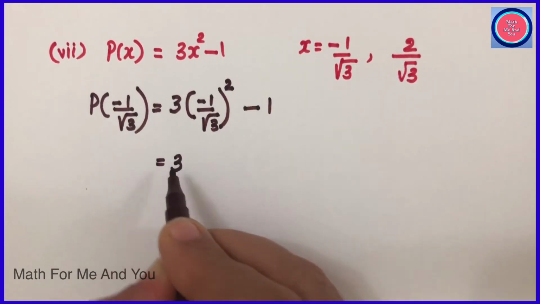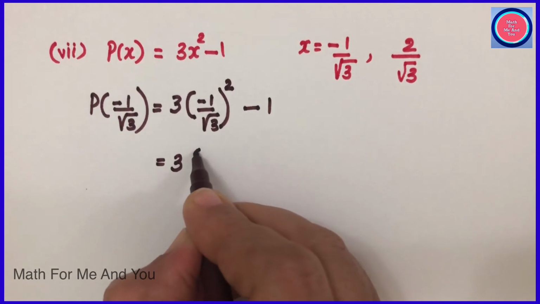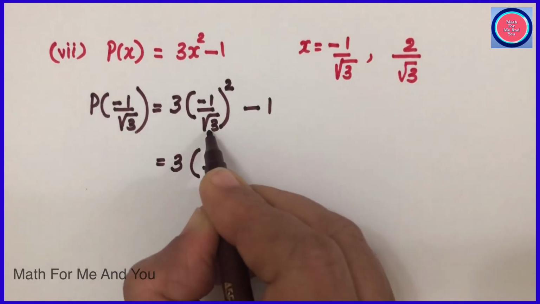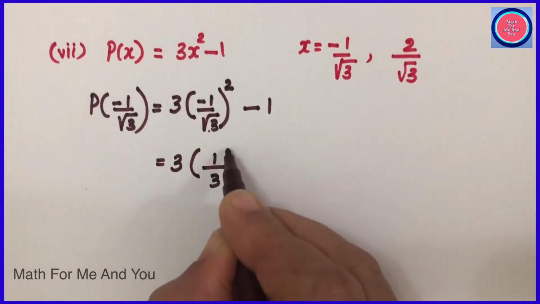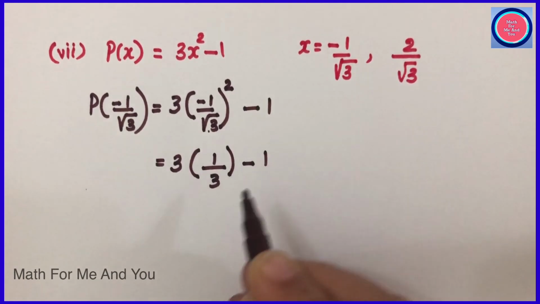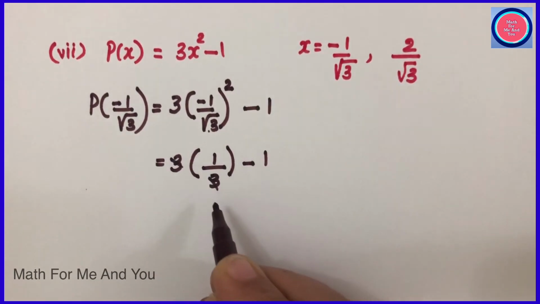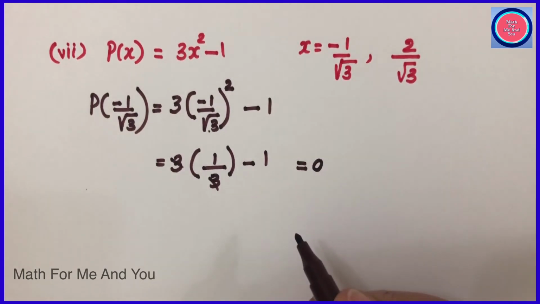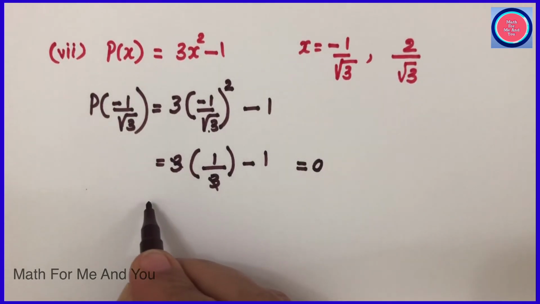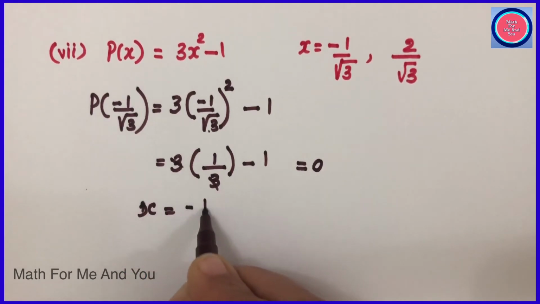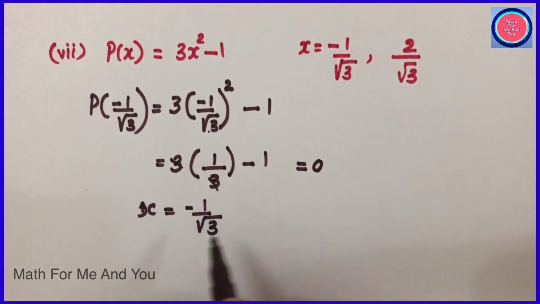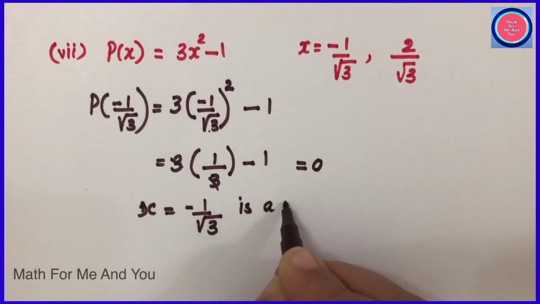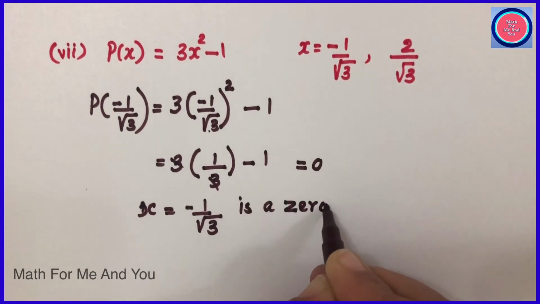3 times, what is minus 1 over root 3 square? Minus 1 square is 1. Root 3 square is 3. Then minus 1. 3 from the numerator and denominator cancel. So 1 minus 1 we get. What is 1 minus 1? 0. That means if we substitute minus 1 over root 3, then the polynomial reduces to 0. So we can say x equals minus 1 over root 3 is a 0 of the polynomial 3x square minus 1.